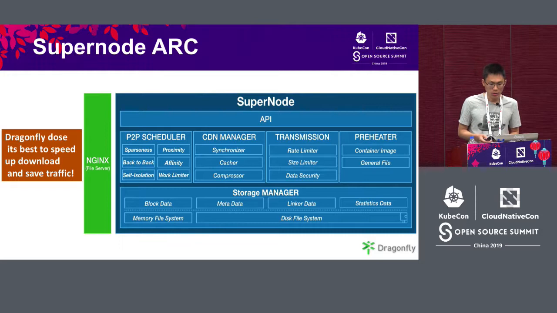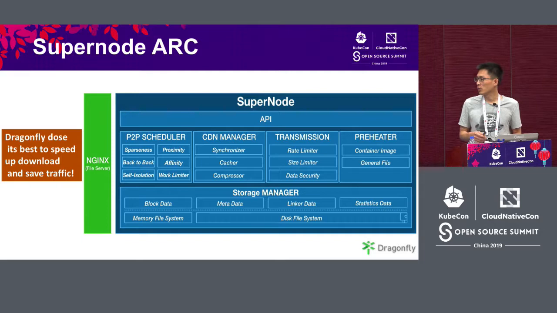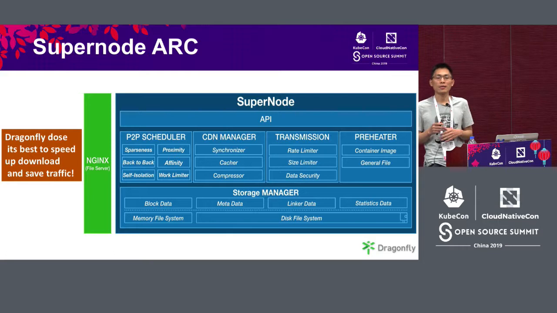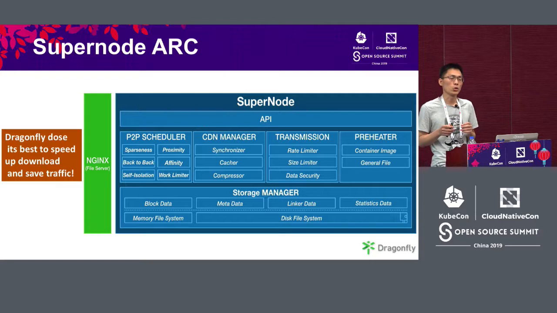Now let us look at the Supernode architecture. Supernode has several modules. On the top, we have an API gateway, which provides a REST API. The core modules include P2P scheduler, CDN manager, transmission control, and preheater. And on the bottom, we have the storage manager. Next, I will give you a detailed introduction of every module. For the P2P scheduler, it will determine what blocks the client should download, which clients it needs to download blocks from, and what the download speed should be.